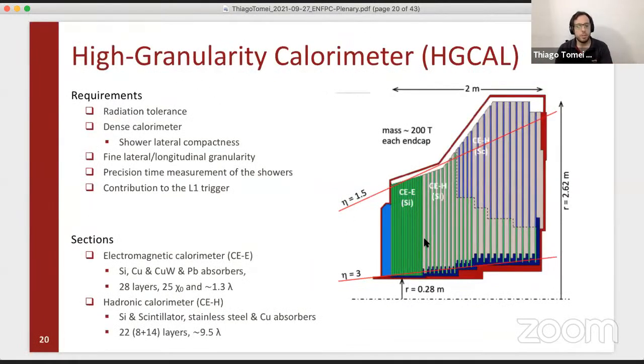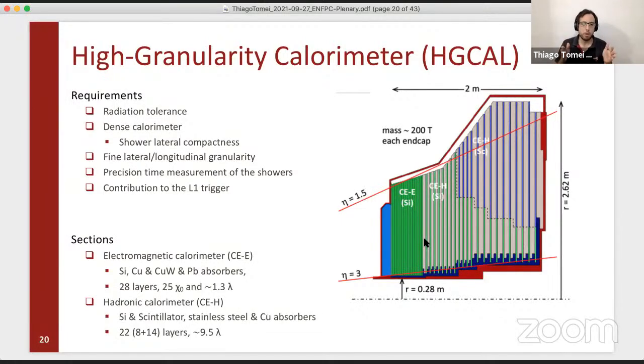So changing gears, but still talking about silicon detectors. Let me talk about the other new detector, which is our high granularity calorimeter that we're going to put on the endcap. Again, same requirements. It has to have good radiation tolerance, but also it has to have very, very fine lateral and longitudinal granularity for the same reason that the tracker does. We want to reconstruct all the particles that go through the calorimeter with very good efficiency and resolution.